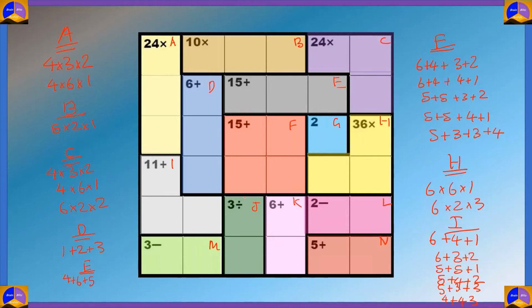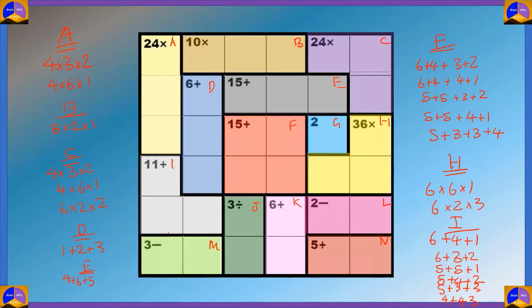Now, let's look at cage L. In this cage, there are two cells and the operation is subtraction. After subtracting, our result must be 2. So, the options are 3 minus 1, 4 minus 2, 5 minus 3, and 6 minus 4.